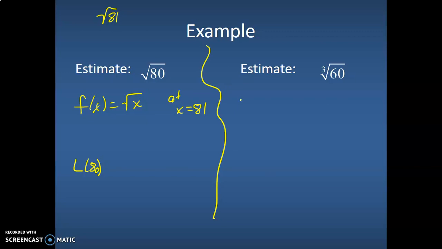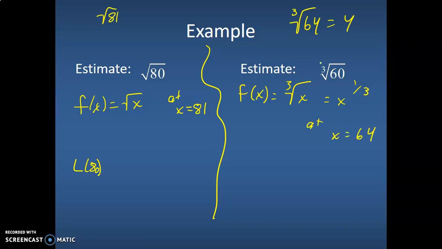Same idea here. My original function would be the cube root of x, or x to the 1/3 power. I don't know the cube root of 60. I do know the cube root of 64. So I would be doing the linearization of this function at x equals 64, and then I would be finding L of 60. So again, when you hear linearization, just think to yourself, use the tangent line equation.